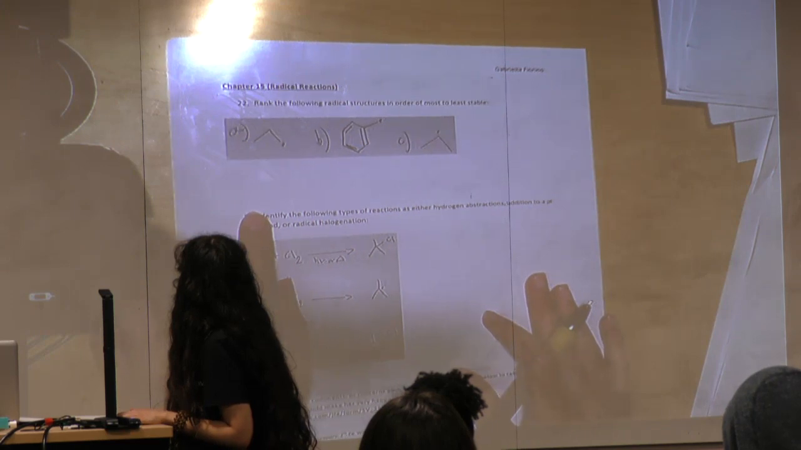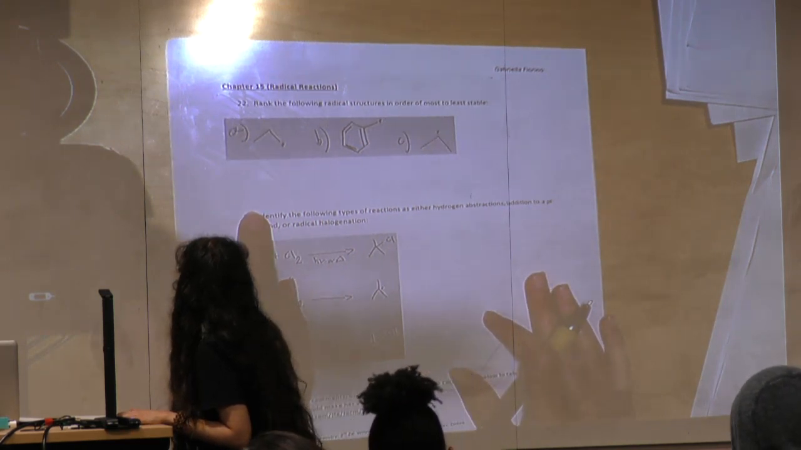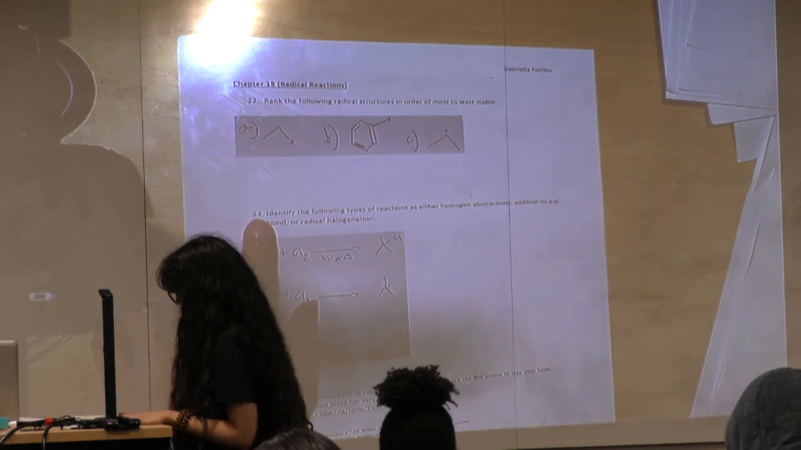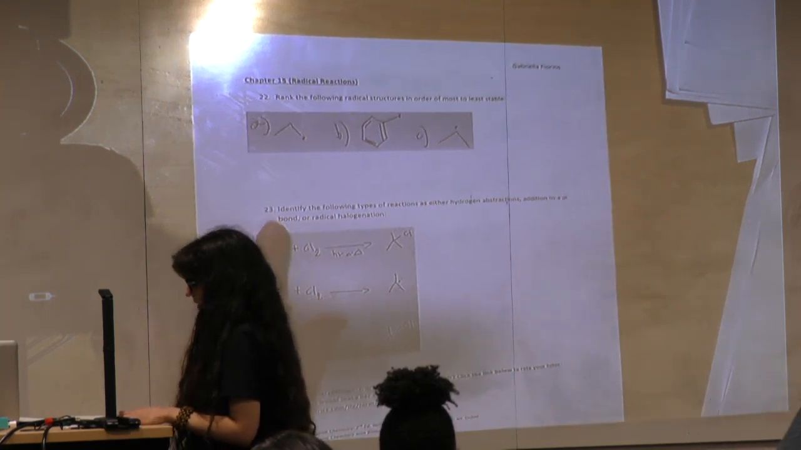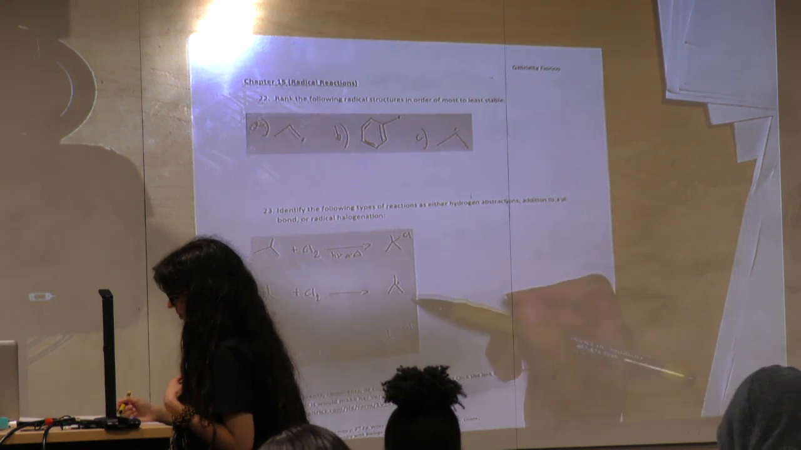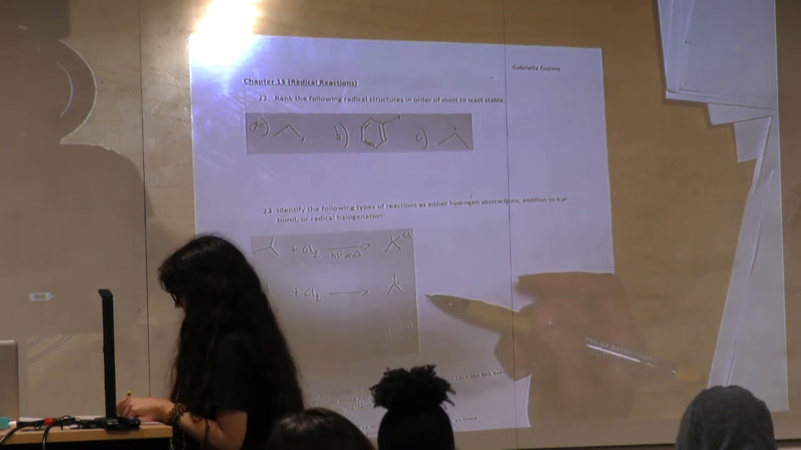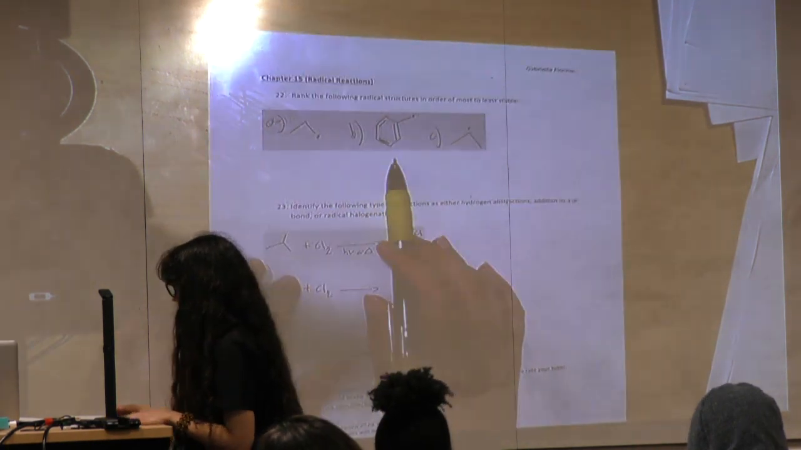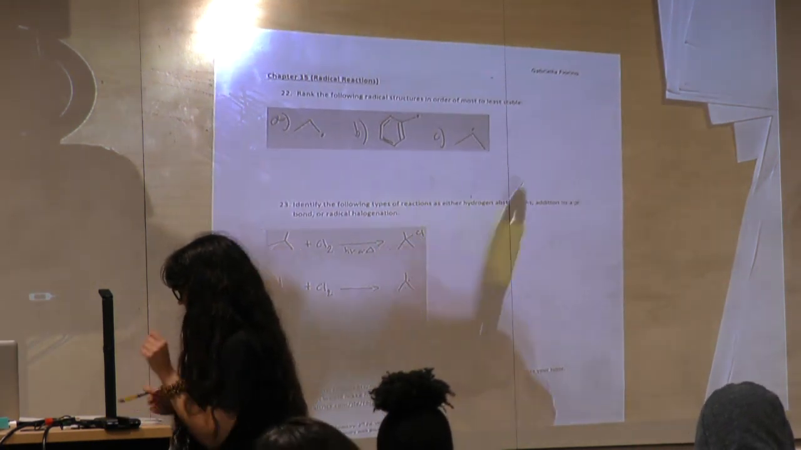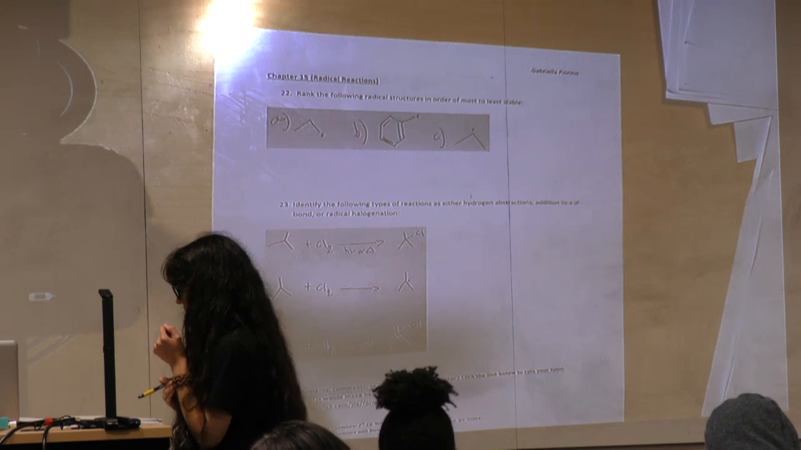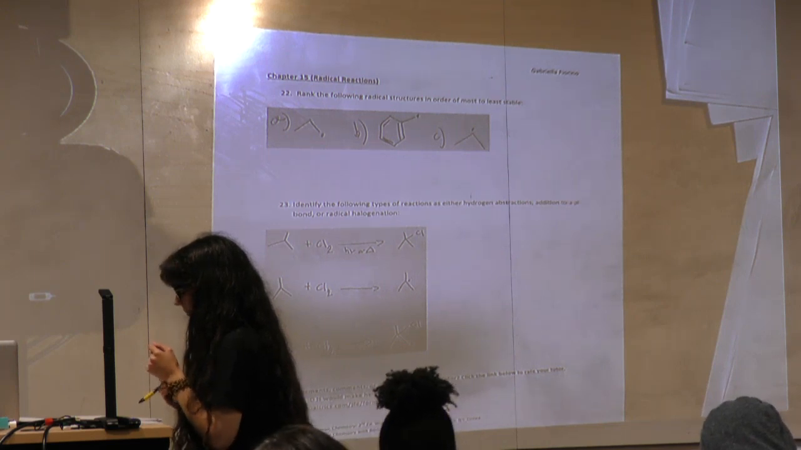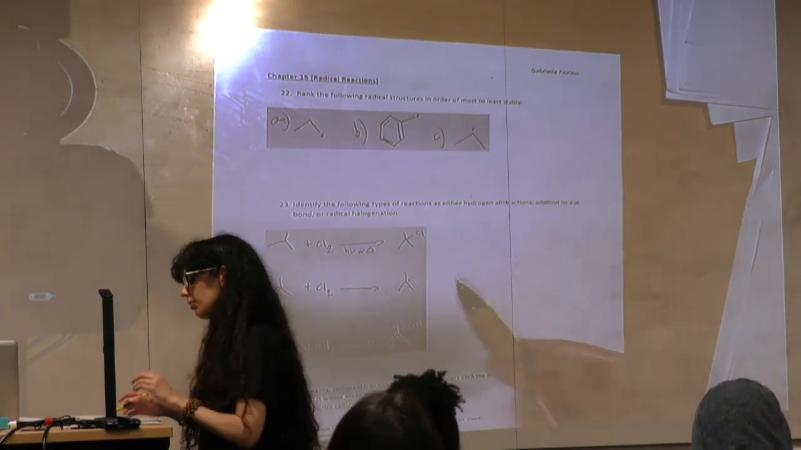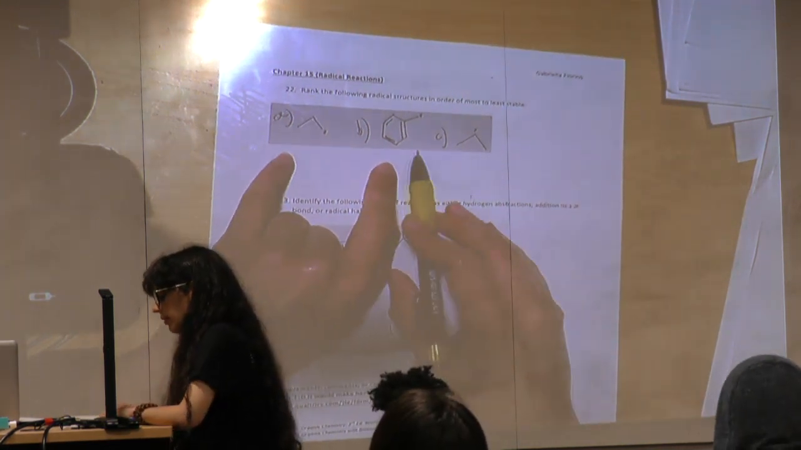So we have ranked the following radical structures in order of most to least stable. So what are we going to do here? This is kind of a new concept with radical reactions. So how do you rank the stability here?